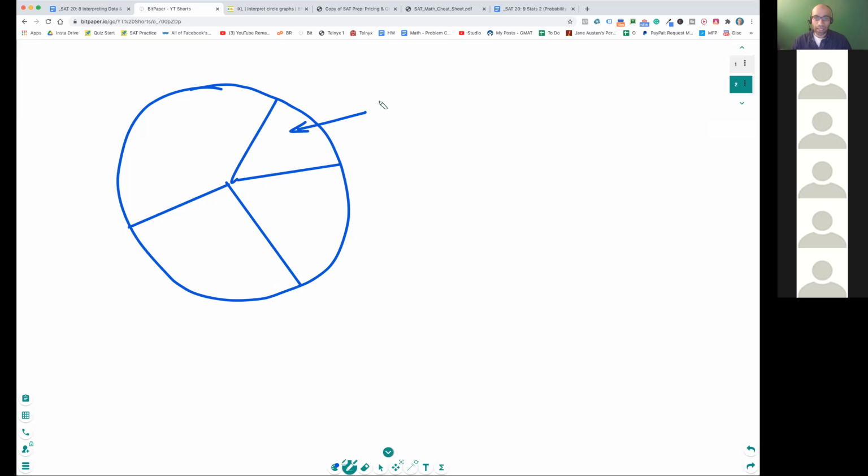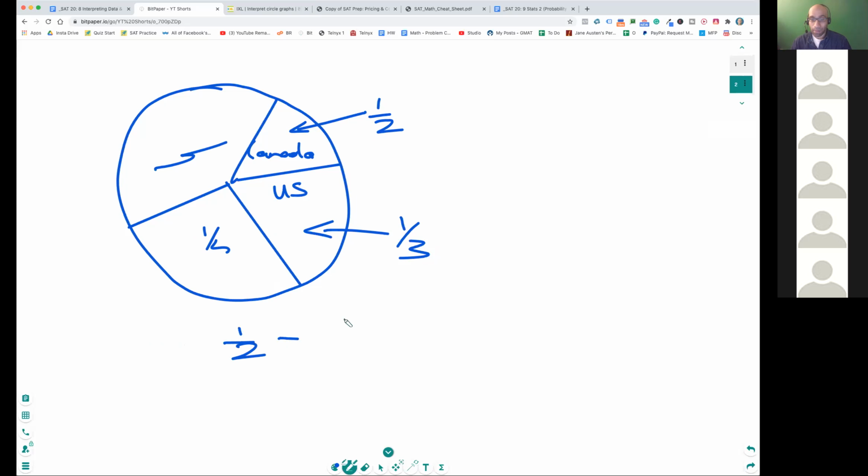So if this is, let's say, half, and this is 1/3, okay, and this is whatever, 1/4, and whatever this one is, I don't even care. Okay, so let's say the total is what fraction? What's the difference between them? Okay, now what? So let's say this is the U.S. and this is the Canada. Now you want to take the difference between Canada and US. So you're going to take half minus 1/3.